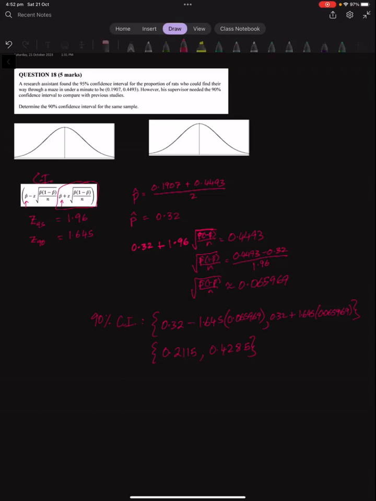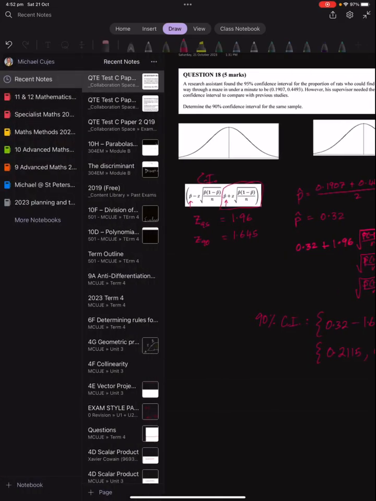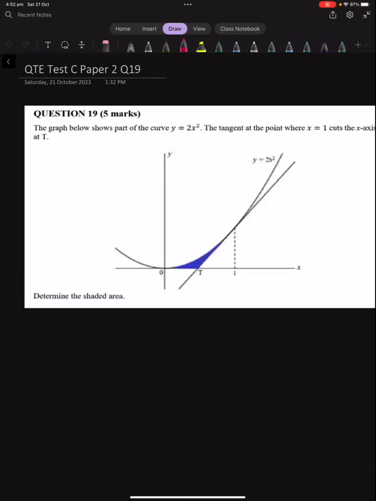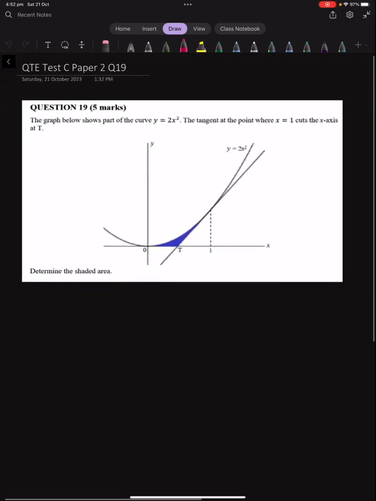One more question to go for this little session. Let's hope, question 19, that looks like the one I'm after. The graph below shows part of a curve, y equals 2x squared. The tangent at the point where x equals 1 cuts the axis at T. Determine the shaded area.